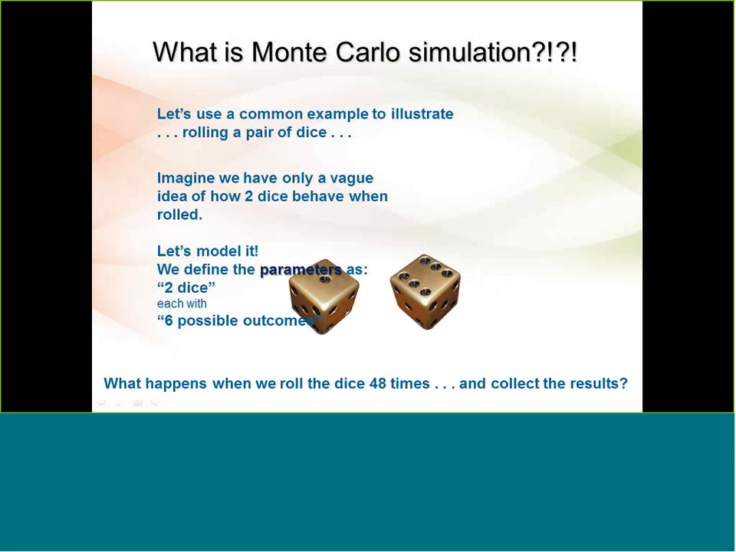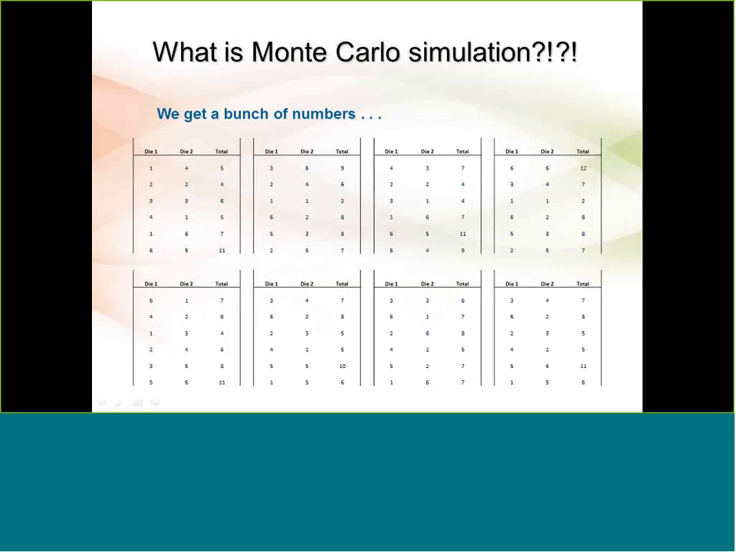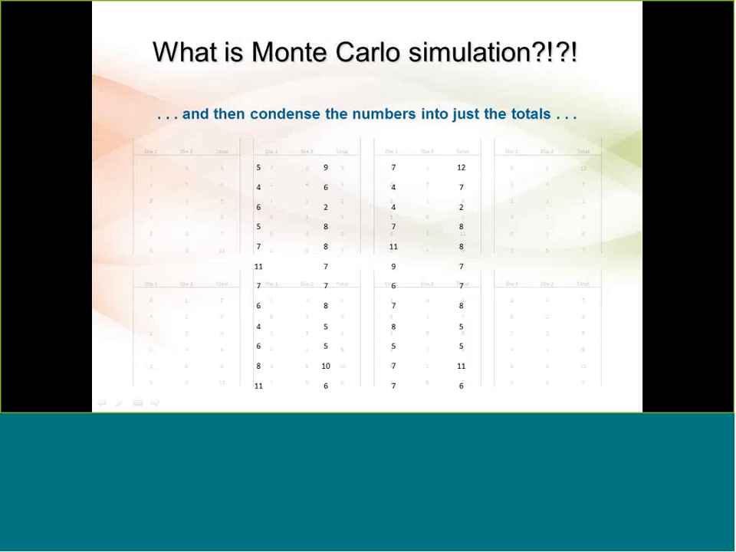We're going to do a virtual experiment and roll those dice 48 times and collect the results, and this is what you get, a bunch of numbers. So this looks chaotic to me, and I need to make order out of it. Right now, I don't see any kind of pattern. I've collected the data, but I need to take it a step further. So one thing that I can do is condense those numbers so that I'm just looking at the totals. So there's fewer things to look at. And now, for some of us who may be able to discern a pattern, I still don't see a pattern. I still need more help.